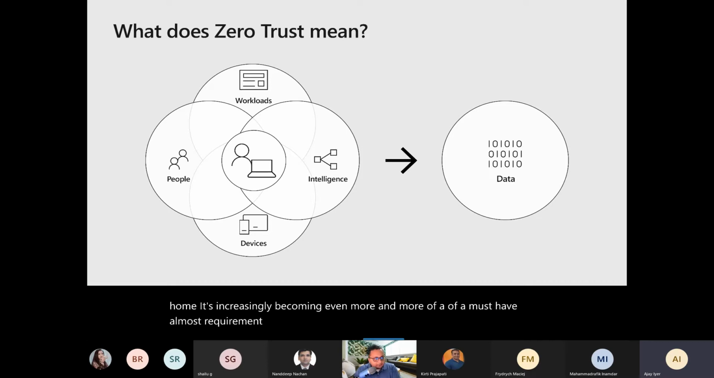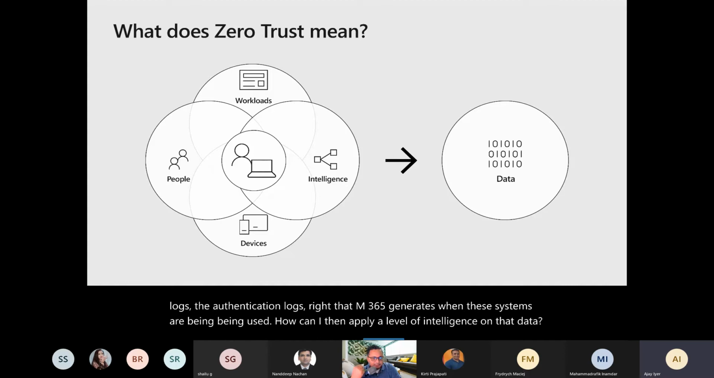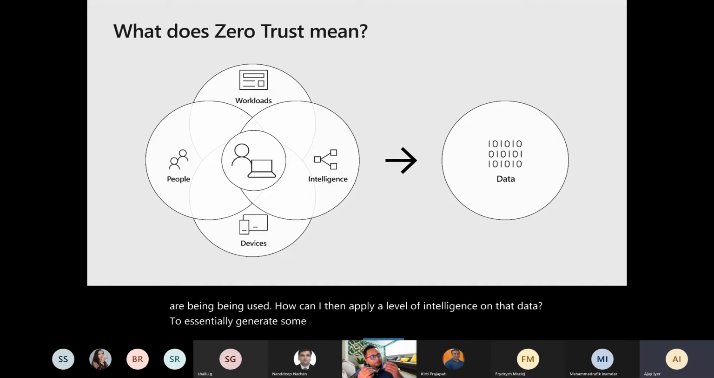So thinking about it in the context of you have people accessing information, you have devices accessing information, and then you have the workloads themselves that need to be protected also, right? The intent of zero trust is essentially to say, I have these three different aspects: devices, people, and workloads. How can I take the data from those different services? And by data, I mean the audit logs, the usage logs, the authentication logs that M365 generates when these systems are being used. How can I then apply a level of intelligence on that data to generate some actionable insights?